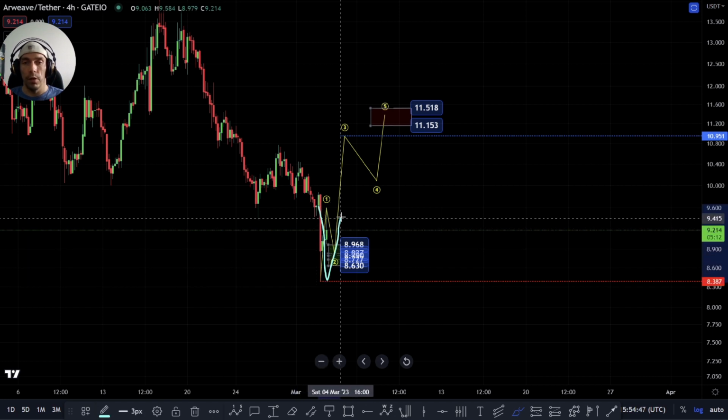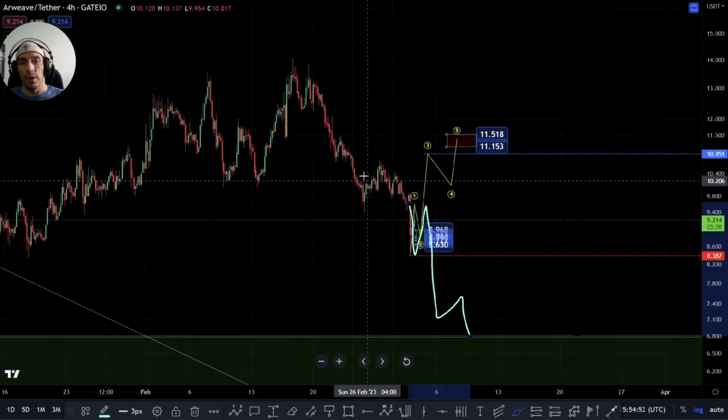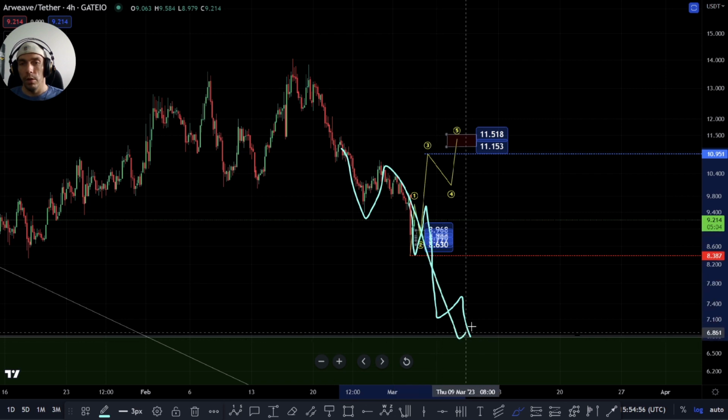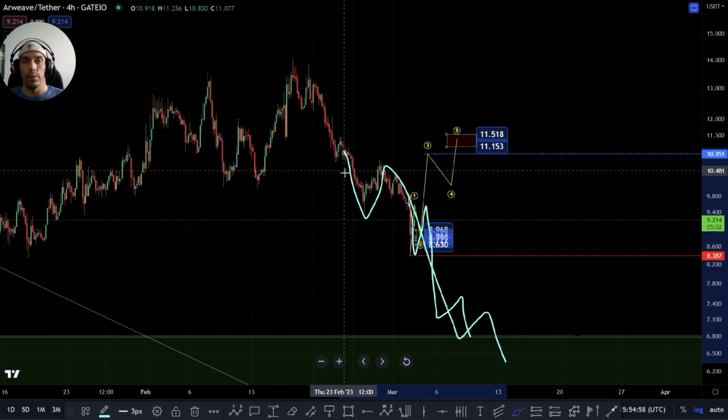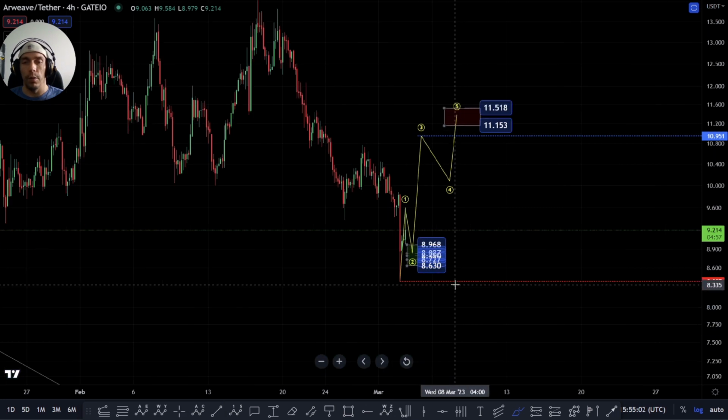So this could then become another 1-2 and then push down for a 3-4-5, and then basically what that would mean is that potentially this would be a 1-2-3-4-5, and then this would sort of extend out like this and look to push down further. So we need to just be aware of that.